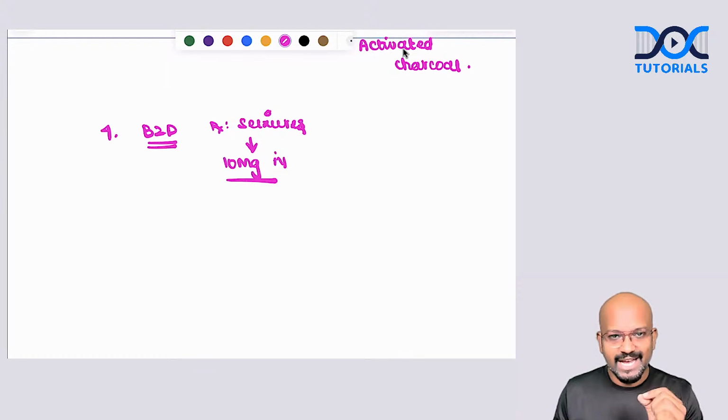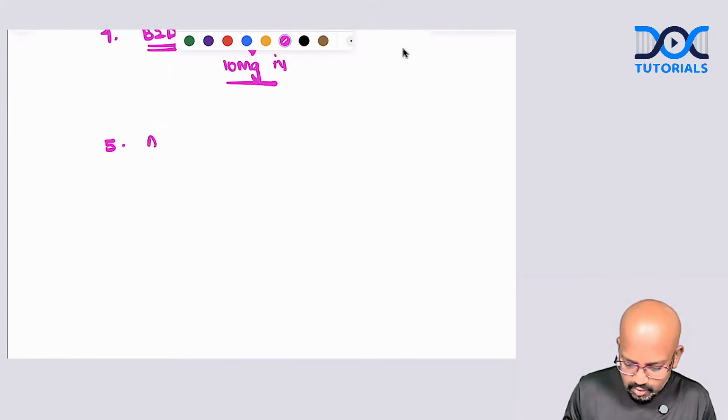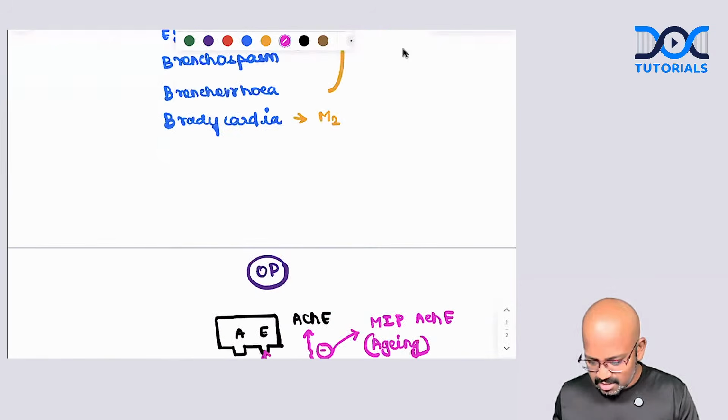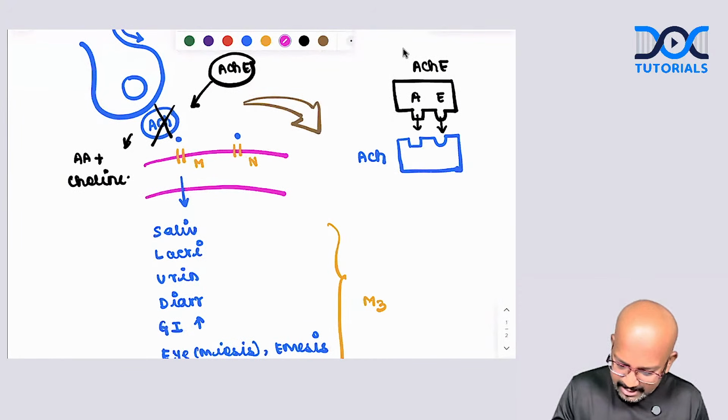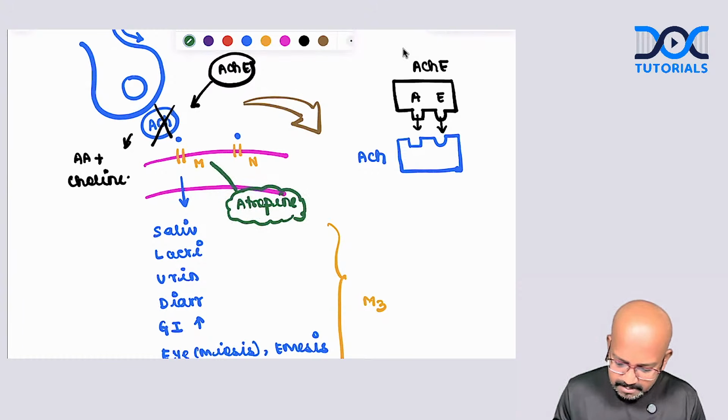Now moving into the actual treatment process for organophosphorus compound poisoning. First of all, we'll start with atropine. What exactly is the mechanism of action of atropine? Simple one. Atropine is a drug which will go and bind with the muscarinic receptor and block it.